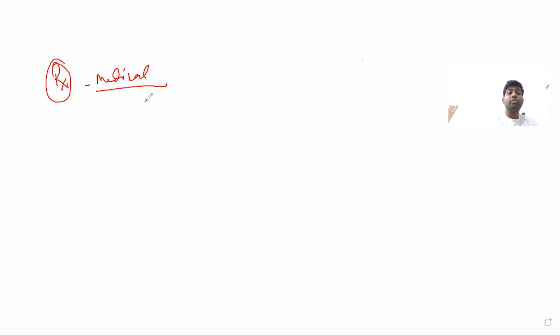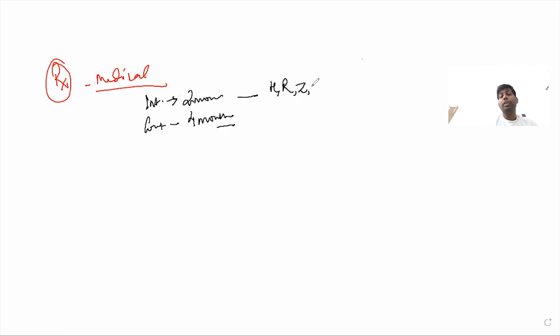The therapy that is used is an intensive phase of 2 months, followed by a continuous phase of 4 months. What do we use in the intensive phase? We use HRZE: rifampicin, isoniazid, pyrazinamide, and ethambutol. And for the 4 months, we use only two drugs, H and R, that is isoniazid and rifampicin.